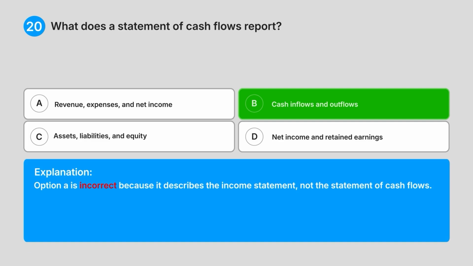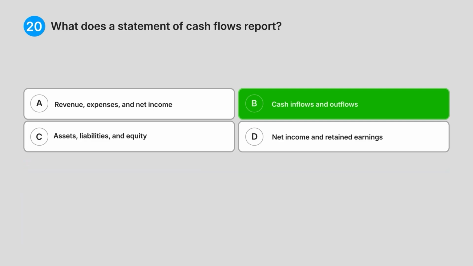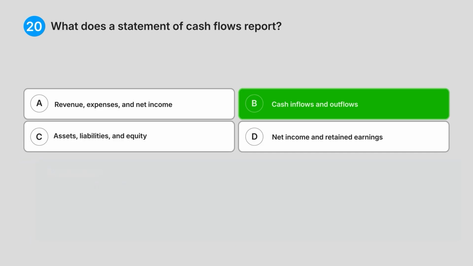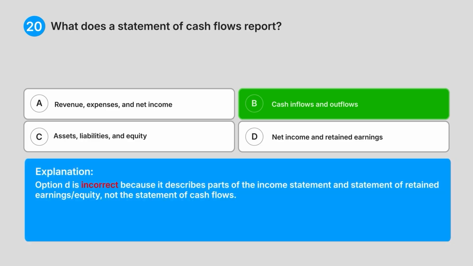Option A is incorrect because it describes the income statement, not the statement of cash flows. Option C is incorrect because it describes the balance sheet, not the statement of cash flows. Option D is incorrect because it describes parts of the income statement and statement of retained earnings, equity, not the statement of cash flows.